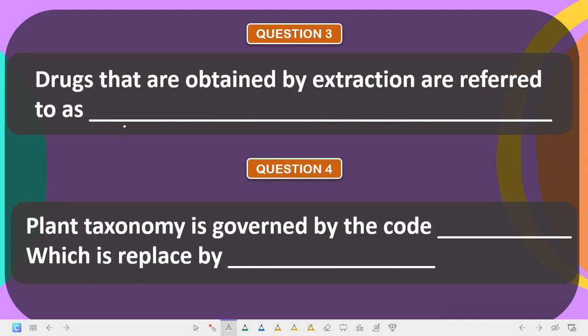Next, drugs that are obtained by extraction are known as unorganized drugs. They are obtained by extraction, unorganized drugs. Plant taxonomy is governed by the ICNB, which was replaced by ICN.